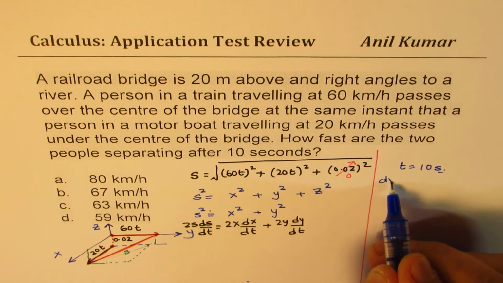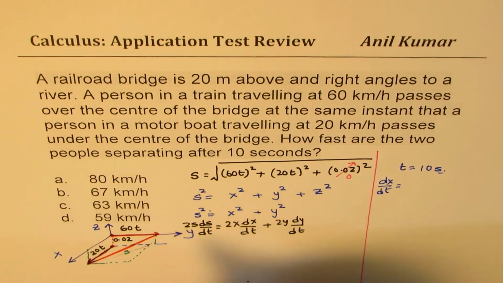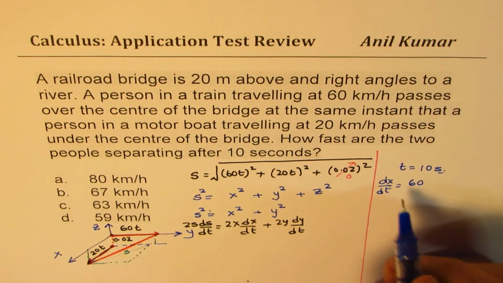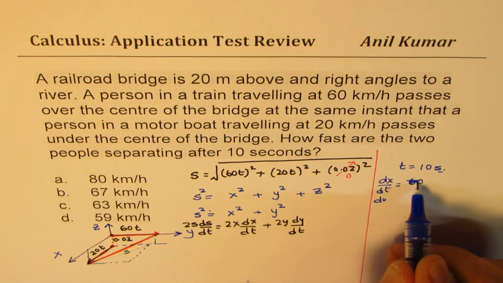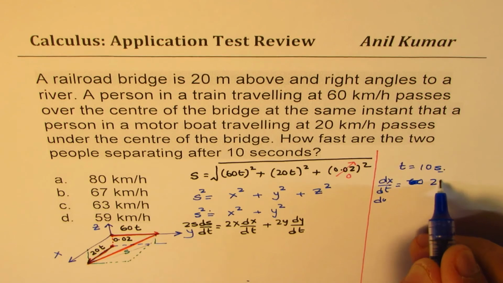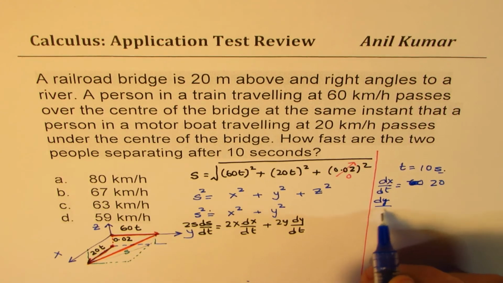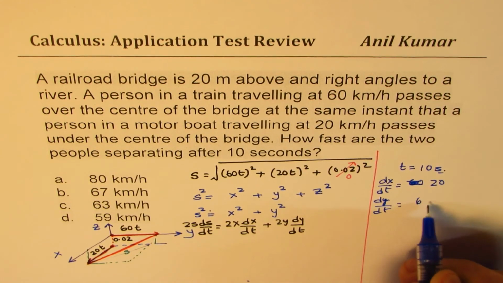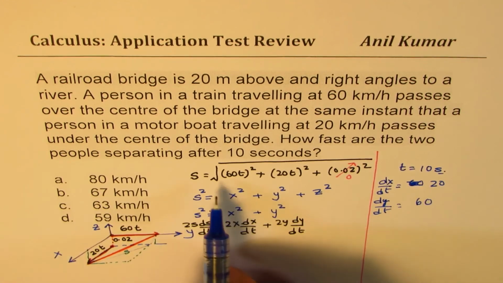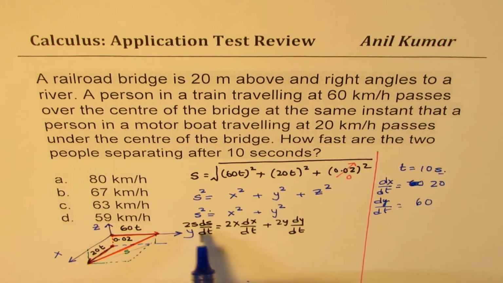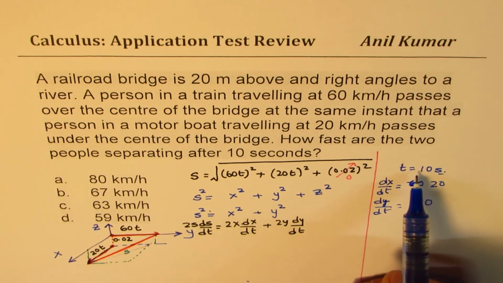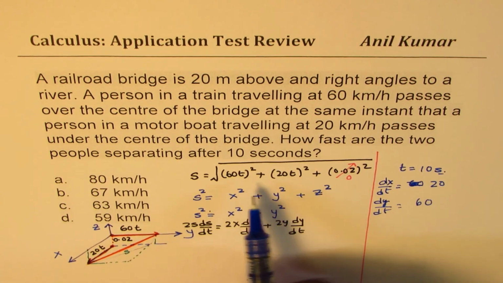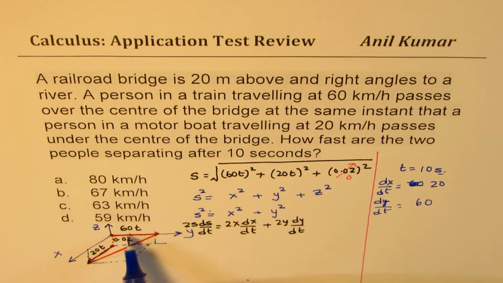dx/dt is 60. The speed at which the train is going, dy/dt, is 60. dx/dt is the boat speed, which is 20. And we have to find the separation s, and we also have to find x, y, and s at t equals 10, right? So if I write t as 10 here, then what do I get?